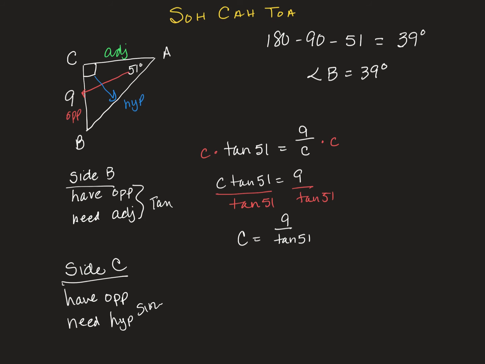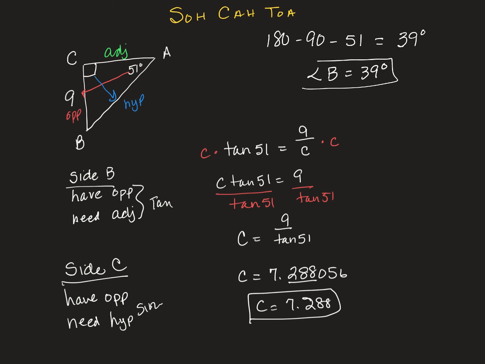Again, make sure you're in degree mode, and you close your parentheses. And this tells me c is 7.288056. Let's just stick with rounding to the thousandths. So c is 7.288. So there's one answer. There's the second answer. Now I have one more side, right?